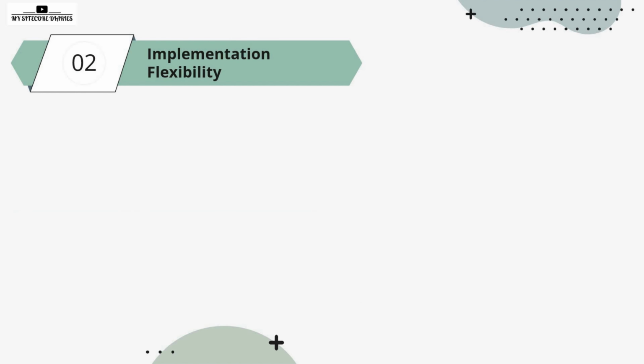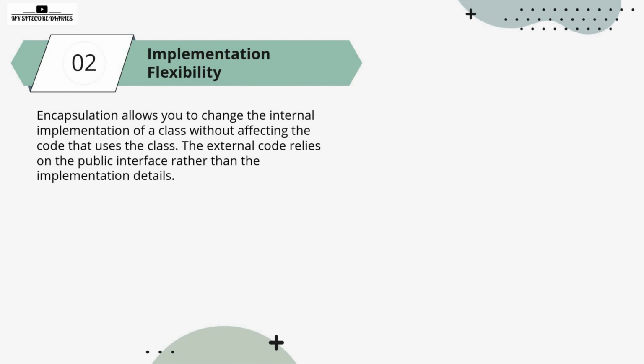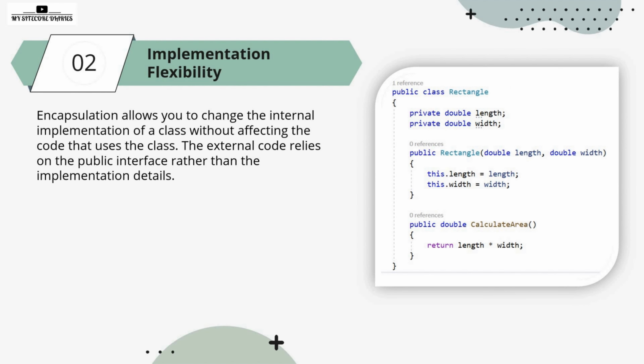Now, second is the implementation flexibility. Encapsulation allows you to change the internal implementation of the class without affecting the code that uses the class. The external code relies on the public interface rather than the implementation details. We'll see an example of this. So what we are saying is encapsulation allows you to change the internal implementation of the class.